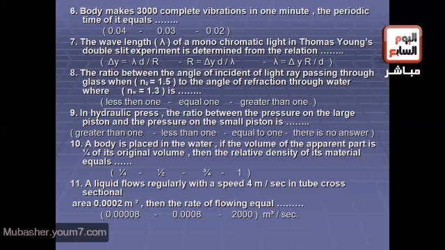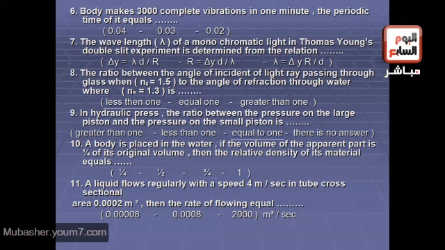Very good. A body is placed in the water. If the volume of the apparent part is 1/4 of its original volume, then the relative density of its material equals, applying Archimedes rule, where FB equals FG in the case of floating, and then the relative density will be, yes, that's right, 3 divided by 4.